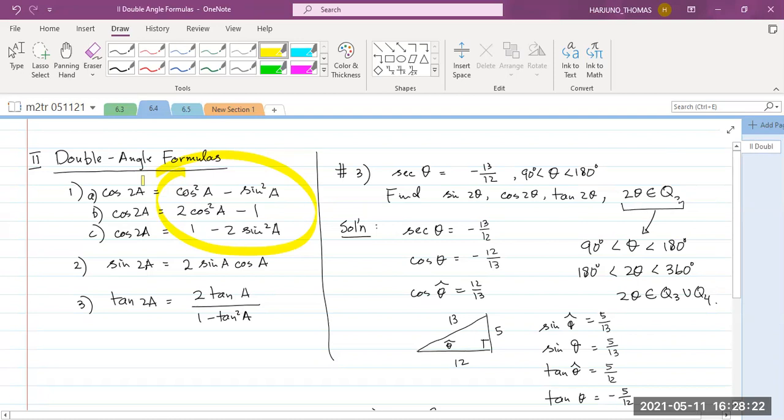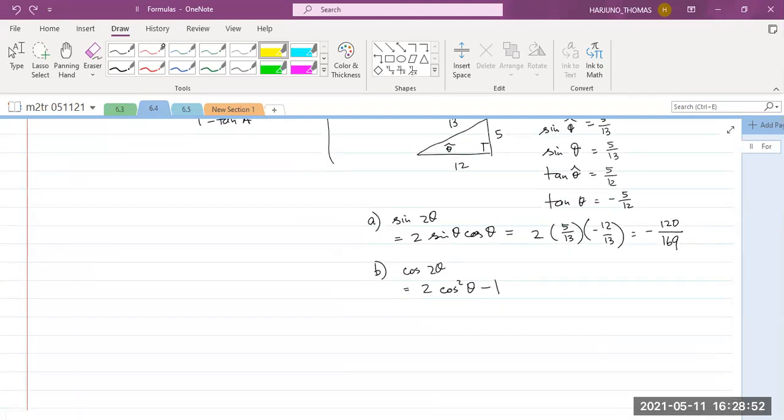But why, Thomas, did you decide to use the second variation instead of the first or the third? Well, because I can easily find cosine theta without much computation. I don't even need this triangle to get cosine theta. That's why I use the second variation, in which I only need the value of cosine theta. But it doesn't mean you can only use the second variation in this case. You can use other variations also, but the easiest one we can do is this one.